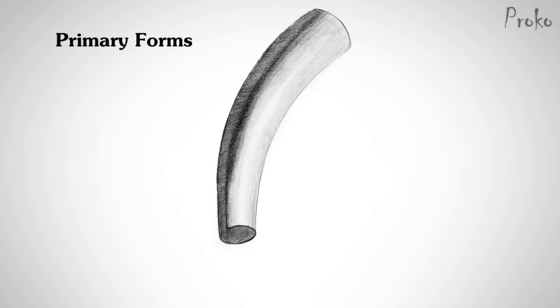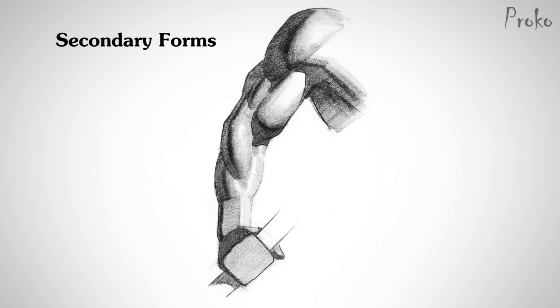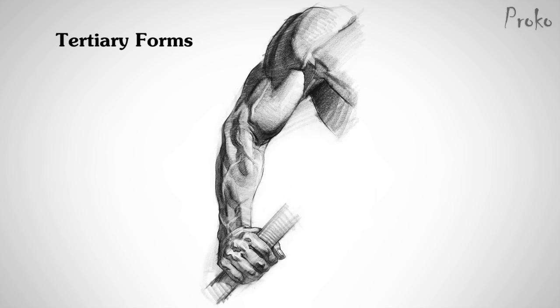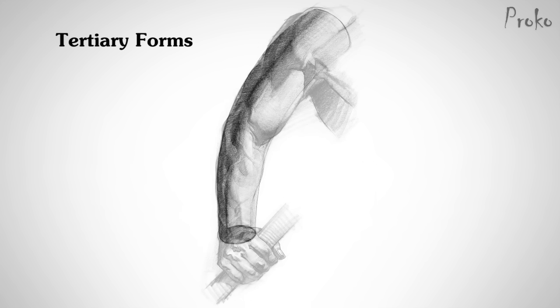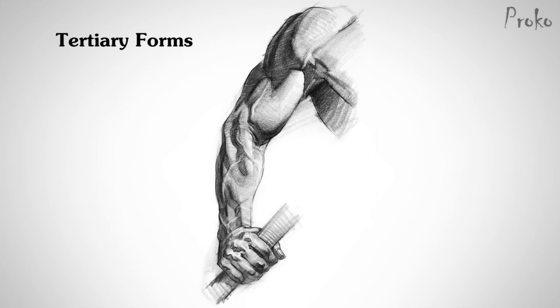The primary form, such as a cylinder for an arm, should be dominant over any secondary forms, such as the major muscle masses, bicep, tricep, deltoid, forearm muscles, and these secondary forms should be dominant over tertiary forms, like veins or wrinkles. You don't necessarily have to draw them in that sequence, just make sure that your shading primarily reveals the largest forms, and the smaller forms act as details, icing on the cake.